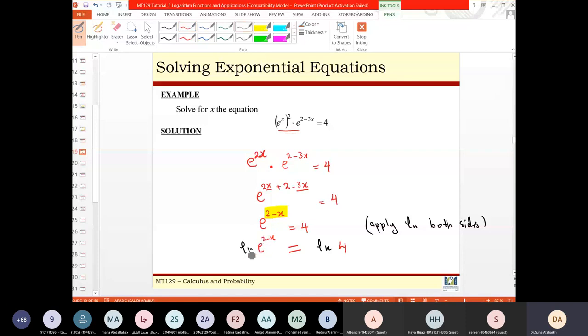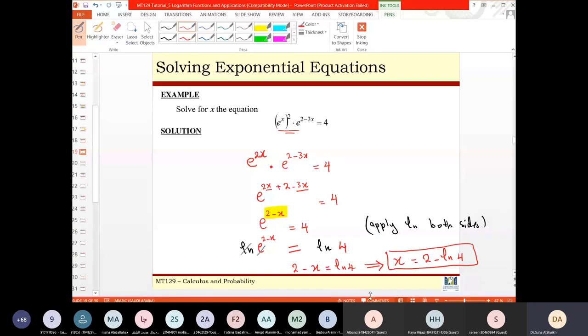So now the exponential and the logarithm touch directly. They will cancel, and we will remain with 2 minus x equal to ln 4. Now ln 4 is something you can find with the calculator, it's a constant number. So this implies x equals 2 minus ln 4. If I bring the x to this side and ln 4 to the other side, I will get x is equal to 2 minus ln 4. This you can find with your calculator or you can just leave it like this. Depends on the question.